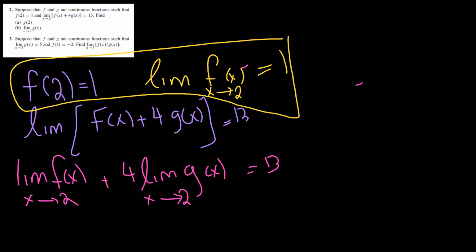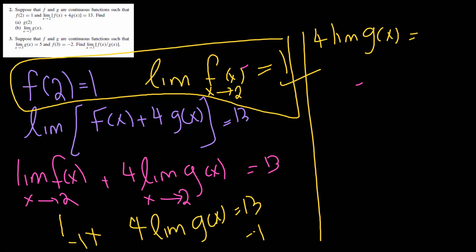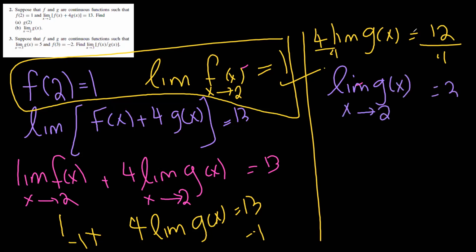Yes, miss. Okay. So I have now the value of the limit. It is 1, as I said here, plus 4 times the limit of g of x equals 13. Then minus 1. So 4 times the limit of g of x equals 12. Divide by 4. So the limit of g of x when x approaches 2 is equal to what now? It is equal to 3.